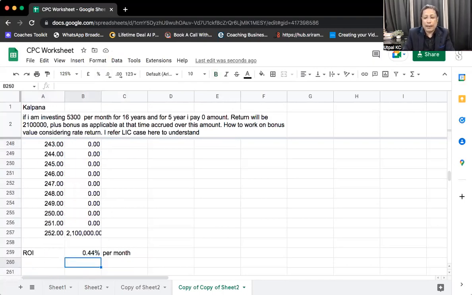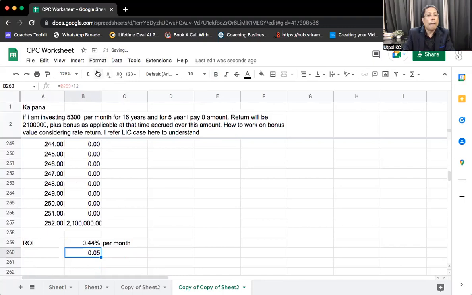So you'll have to make it 0.44% into 12. So you are getting, without bonus, 5.34% per year. Or you can say, just a moment, 0.44% into 12, 5.28% per year. Okay, so this is without bonus.